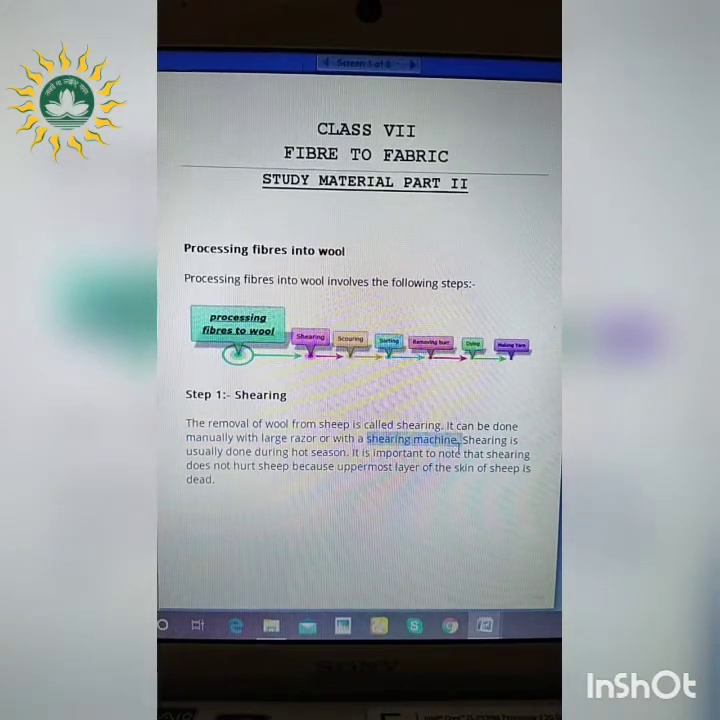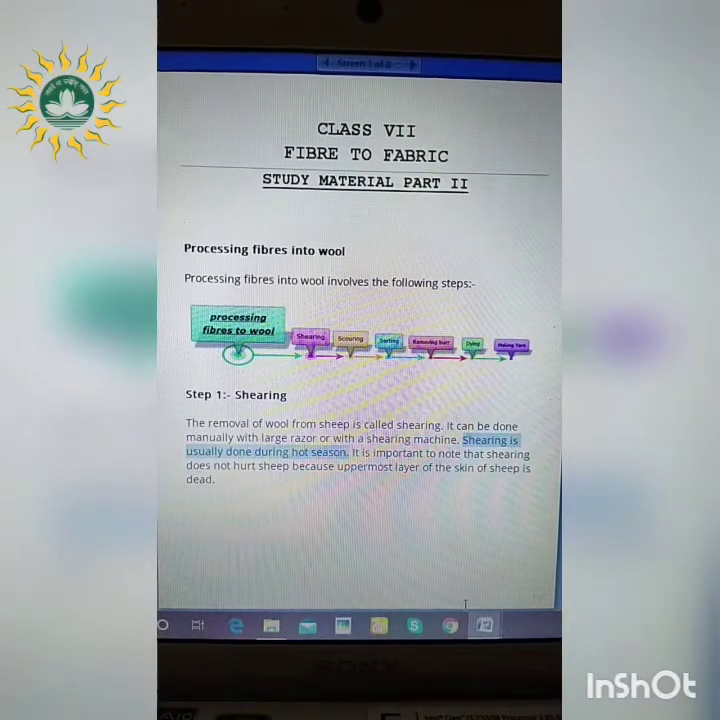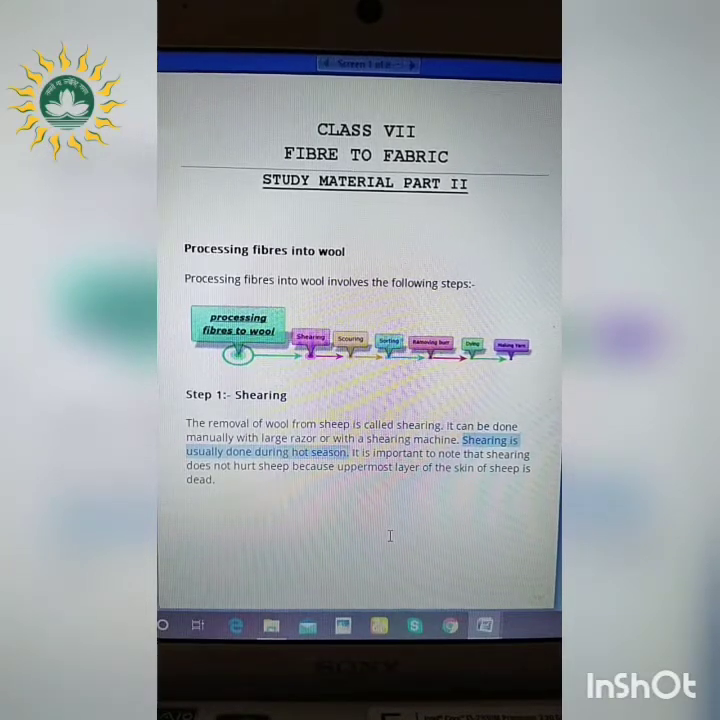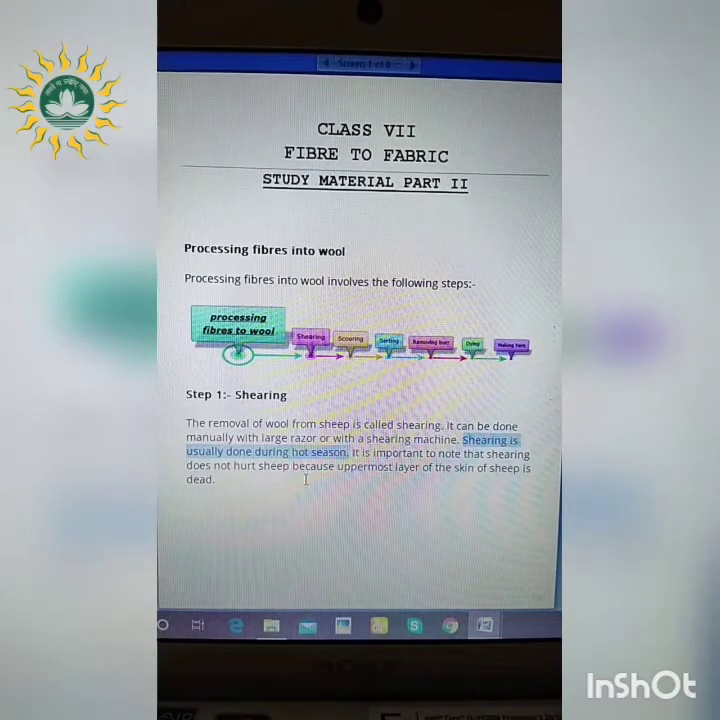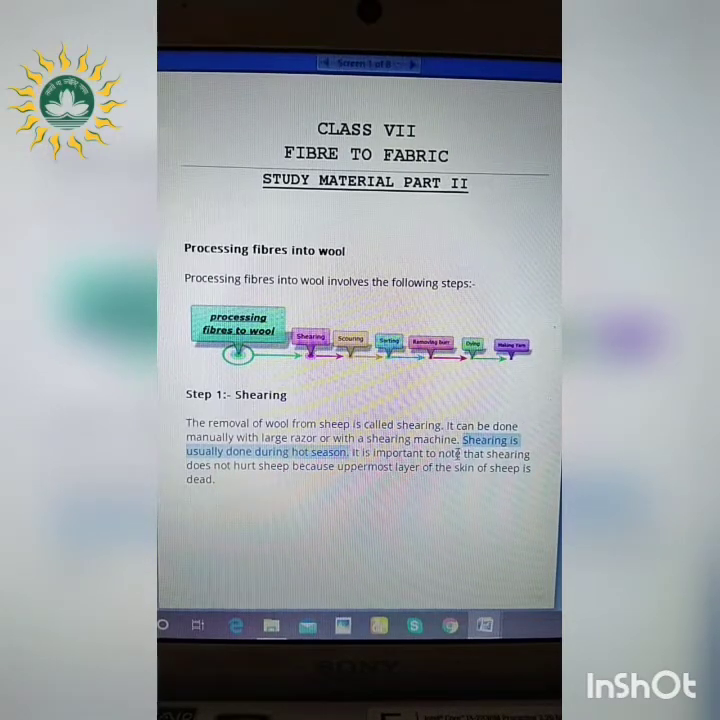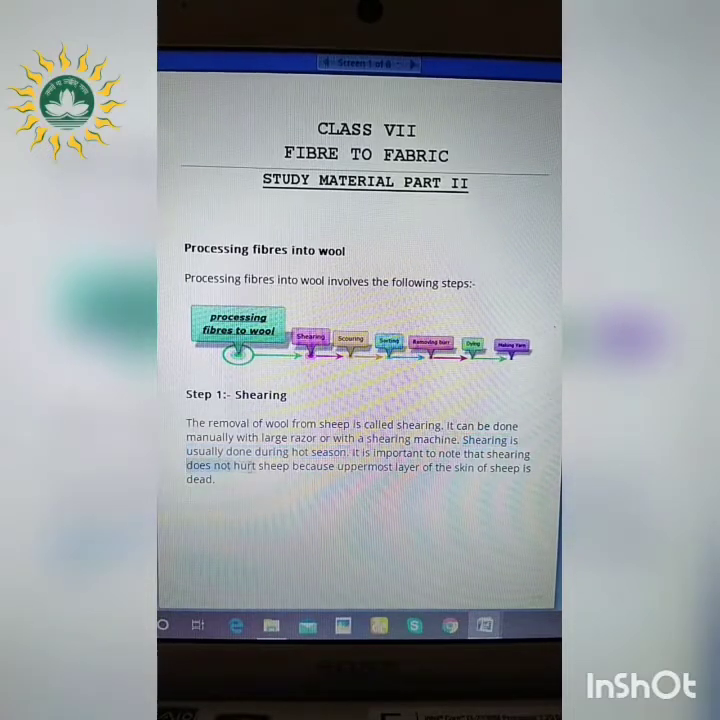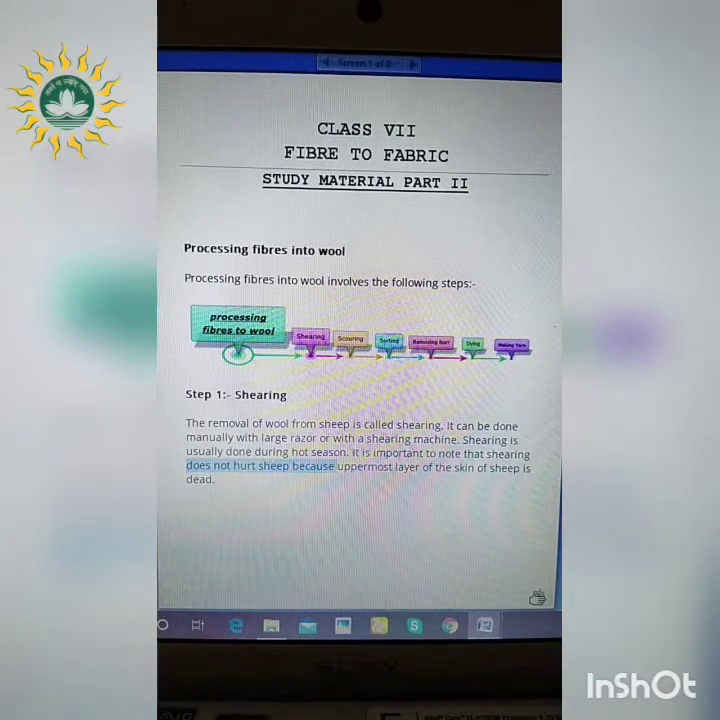This shearing process is specifically done in the hot season. Why the hot season? Because we know that the wool present on the body of the sheep is important for protecting the sheep during the winter season, right? So this is done during the hot season so that the sheep is not hampered. We also need to take care that the sheep is not hurt while doing this process of shearing. The uppermost layer of the skin is removed in this process.